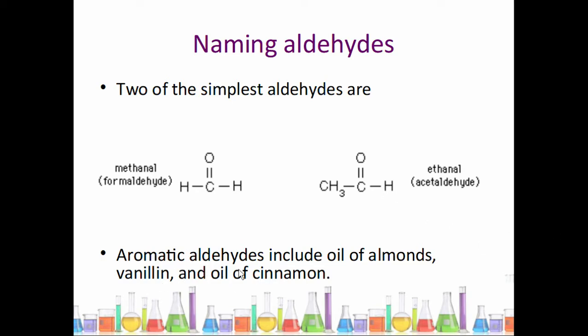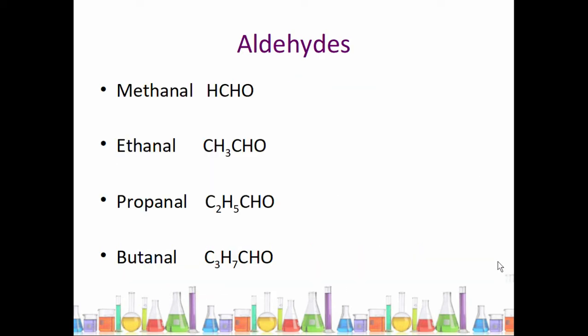So aromatic aldehydes, so that's an aldehyde group on a ring structure or on a benzene ring, include oil of almonds, vanillin, and oil of cinnamon. So just looking at our aldehydes, you can see here they are similar to the alcohols, and that's why when we were talking about alcohols, I was saying it's very important to show the COH when you're drawing them out. And the same for aldehydes here, CHO, you have to write CHO. If you wrote COH, it would be read as an alcohol.